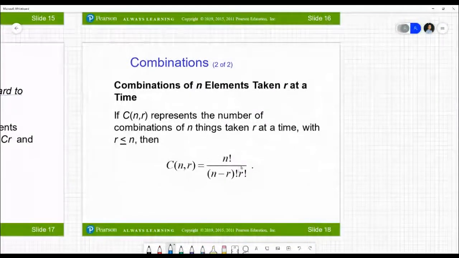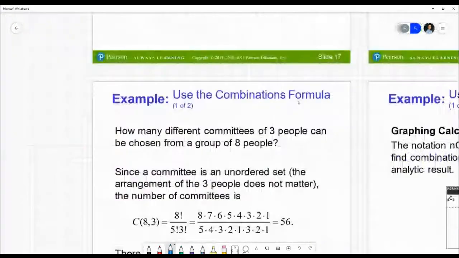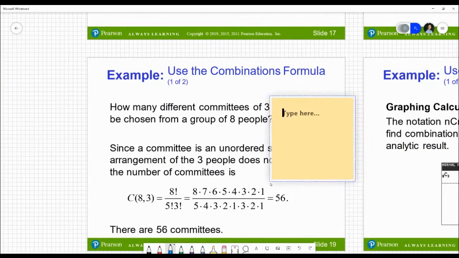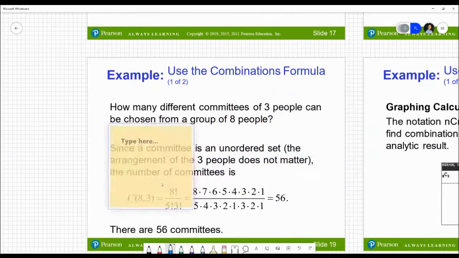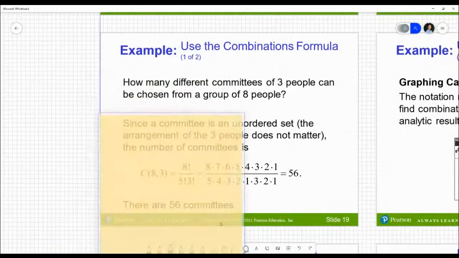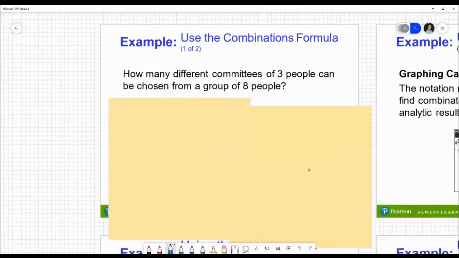So the only thing that's different is this here, r factorial. The permutation was n factorial over n minus r factorial. For the combination, we just get rid of the number of choices that could repeat. We use r factorial to divide that out. All right, go ahead and try this one here.